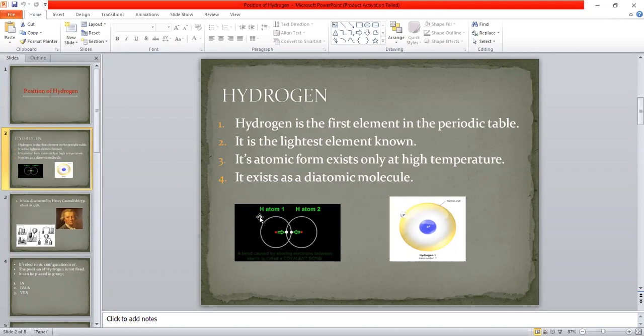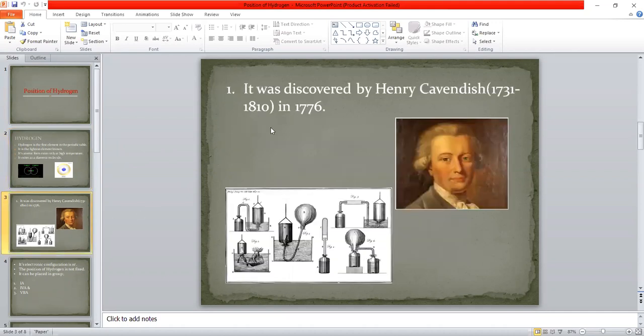So two atoms combine together and form a hydrogen molecule, while in the form of a single atom, it exists at very high temperature. There was a scientist whose name was Henry Cavendish. He discovered hydrogen in 1776, and the lifespan of Henry Cavendish was from 1731 to 1810. This is something about the apparatus he was using in his laboratory. So the picture of Henry Cavendish.